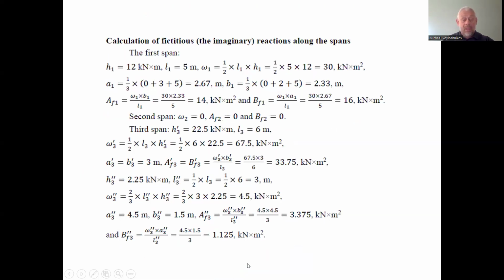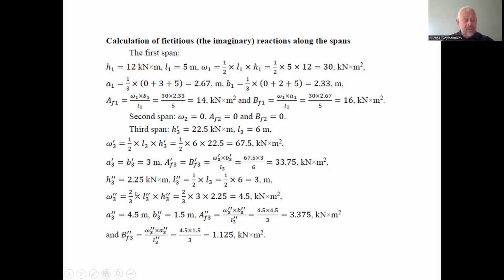product by length and by the magnitude of the bending moment diagram caused by the distributed load in the left part of the single span number 3. So we have this as 4.5 kilonewton by square meter.